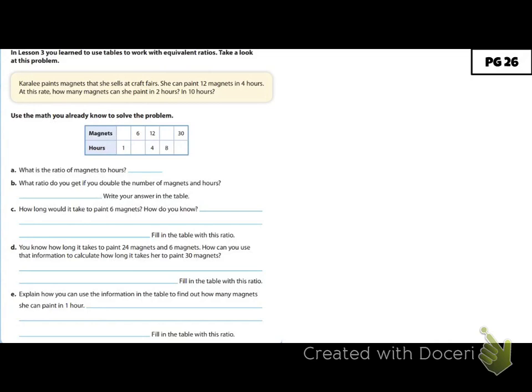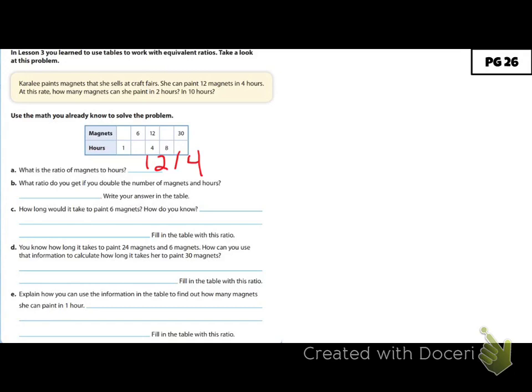Alright, so on part A, it says, what is the ratio of magnets to hours? So let's look back up to the question. What does it give us for our actual ratio? Good, it would be 12 magnets to 4 hours. And you can write that as a ratio or a fraction, it does not matter.